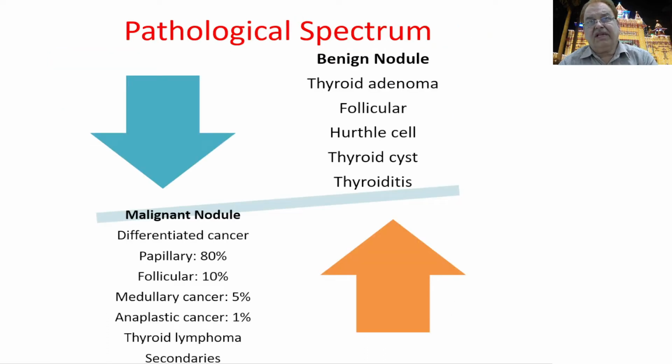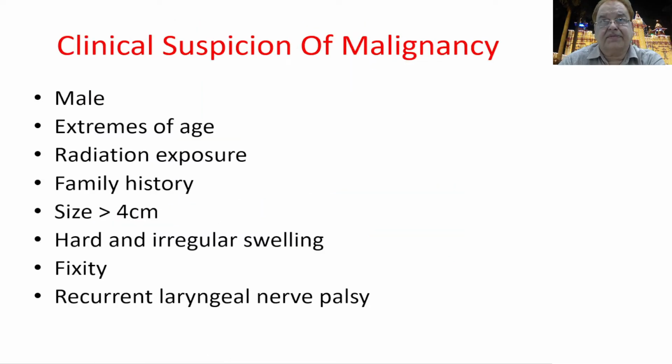And if we look at the pathological spectrum, it can be a benign disease like a thyroid adenoma, or a follicular type of neoplasm may be there, sometimes the Hurthle cell or the thyroid cyst is there, or a thyroiditis is there. While on the other side, a malignant nodule may have well-differentiated cancers like the papillary cancer, the follicular cancer, then there can be medullary cancer, anaplastic cancers may be there, lymphomas may be there, and sometimes you may have the secondaries from other primary tumors.